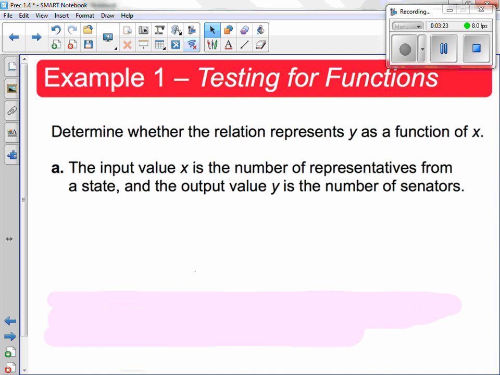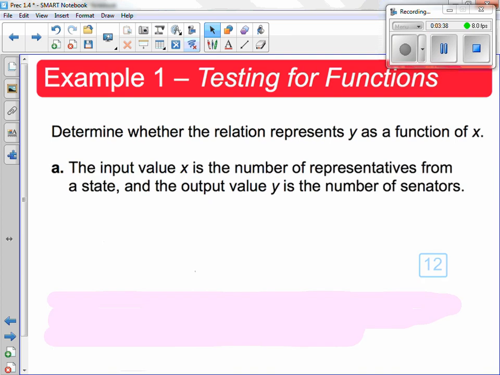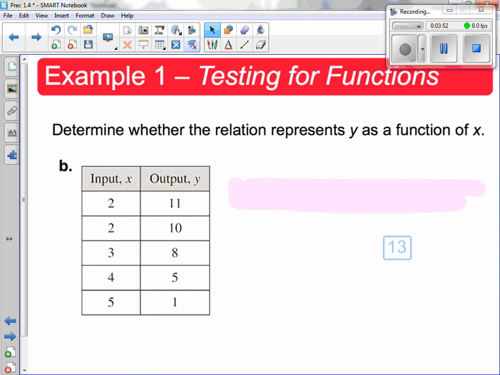So can we say this is a function? So the number of representatives from a state going to the number of senators. Oh yeah, it's down here. The variable description does describe y as a function of x. Regardless of the value of x, the value of y is always 2. Such a function is called a constant.